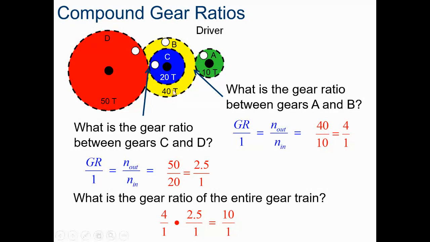So compound gear trains, you're going to see a lot of them. I'll give you some examples in a later installment of what that would look like. But we're going to end this here, and next time we will look at pulleys and sprocket systems.